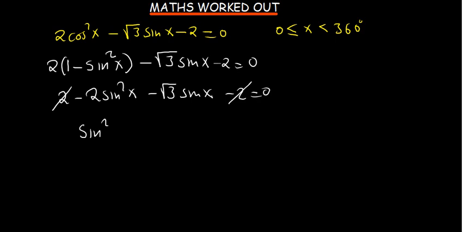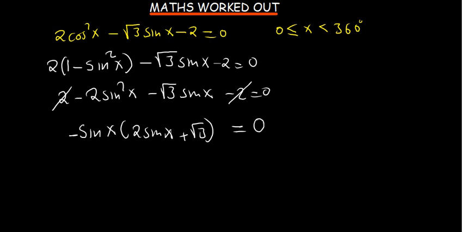Actually, I'll factorize out a negative sine x. What remains here is a positive 2 sine x, and what remains here is a positive square root of 3. And this is going to be equal to 0.